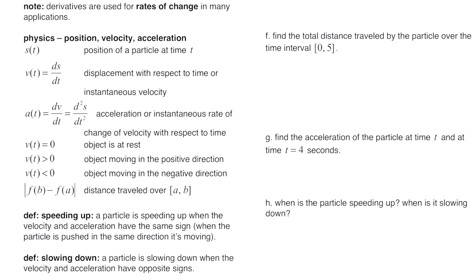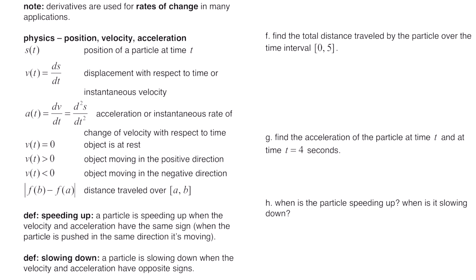If you're talking about the object moving in the positive direction, that's going to be when your velocity is greater than 0. And positive direction could be up, forward, to the right, just depending on the context of the problem. If we're talking about the object moving in the negative direction, then your velocity is going to be less than 0. And again, this could be to the left, down, backwards, it just depends on the context. And finally, if you have to find the total distance traveled over a closed interval, you're going to take the absolute value and then you're going to go f of b minus f of a.